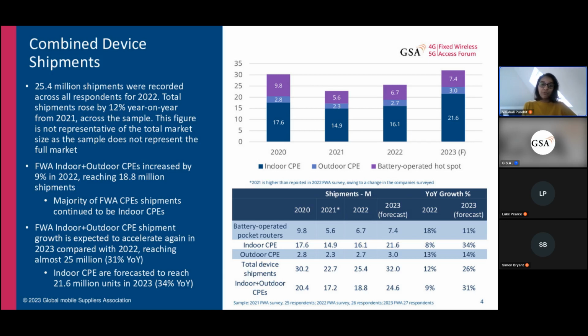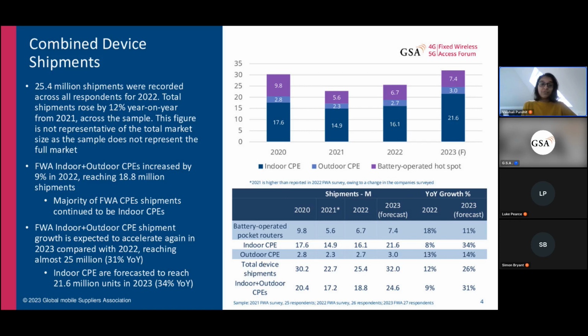25.4 million shipments were recorded for 2022, which was up 12% on the previous year. That growth represents a pickup in fixed wireless access devices following the drop in 2021, with greater numbers of operators offering fixed wireless access plans in more countries worldwide.